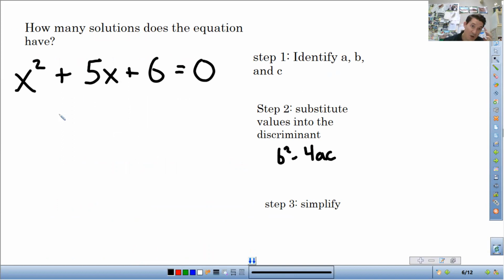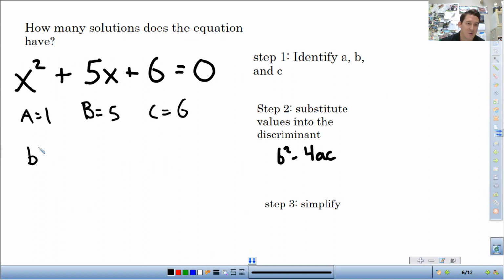So we have x squared plus 5x plus 6 is equal to 0. How many solutions does it have? First thing I'm going to do is identify the A, B, and C. So A is 1, always attached to the x squared. The B value is 5, C is 6.